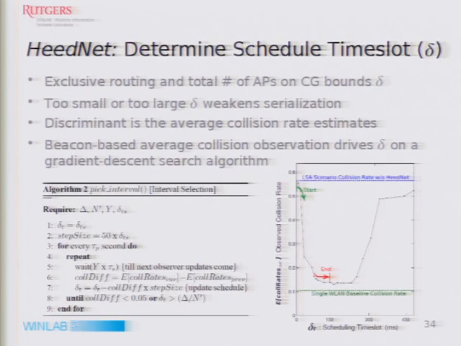So for time slot selection, as I said, it was a trade-off between having too small and too large. So what we did is essentially use that beacon rate as the feedback for the collision rate. We're using a certain value for a time slot, start with that, and do an online gradient search on that value. So it initially falls quite fast.